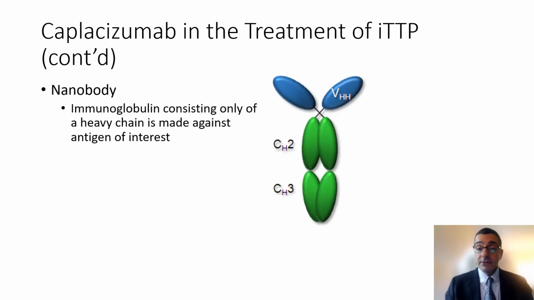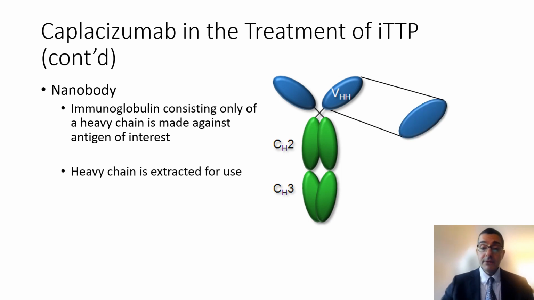A nanobody is just this. It is just this variable heavy chain. And what is good about this is that you can rip this piece off, and this piece will bind to the target of choice, unlike a regular antibody. And this is a tenth of the size of a regular antibody, which means we can give it subcutaneously instead of having to give it in the veins.